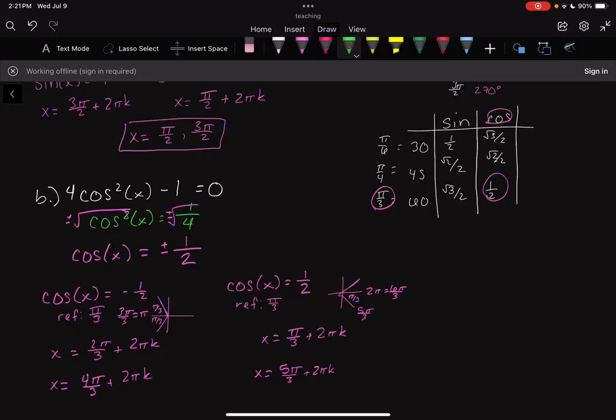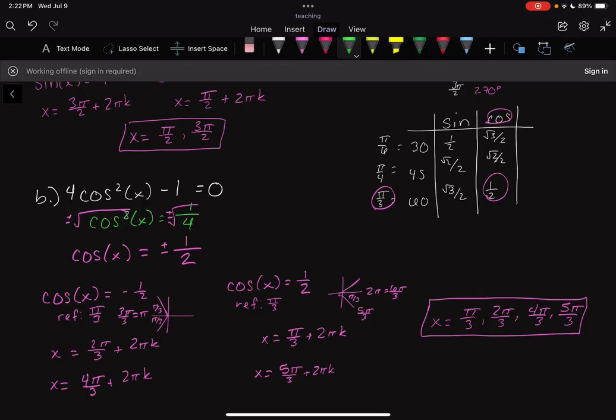And we can also write this in degrees if you would like. So if it had said for all values of x, I would be boxing in all of these. Since it didn't, I am just going to list out the values. So pi over 3, 2 pi over 3, 4 pi over 3, and 5 pi over 3 were all acceptable answers for this one.